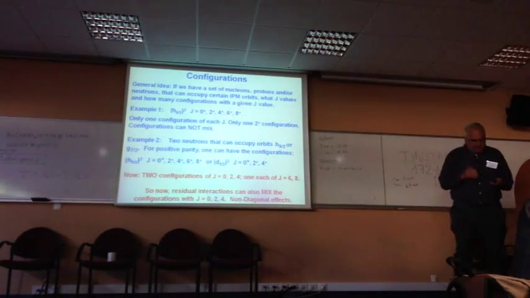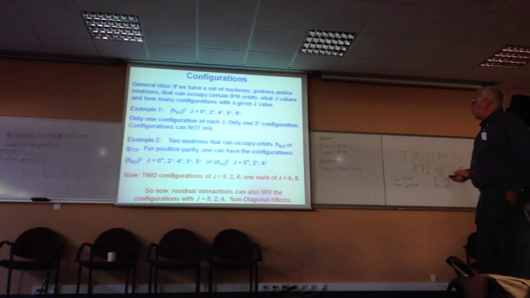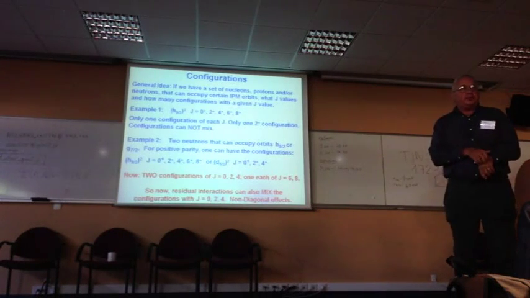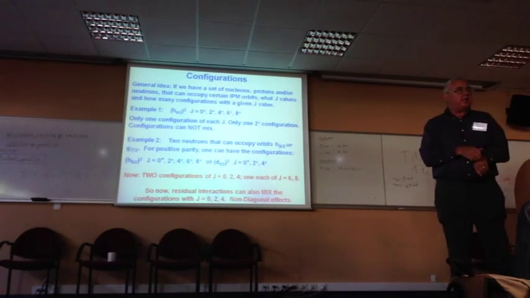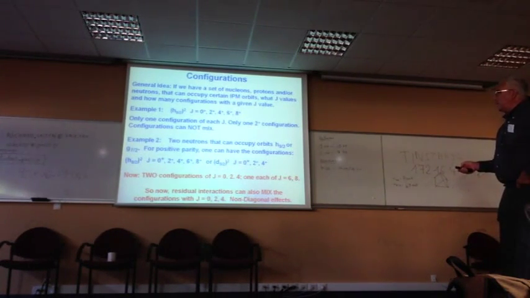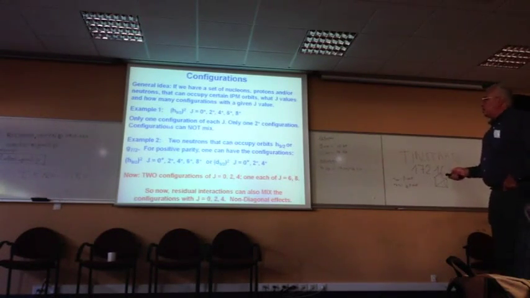Okay, configurations. Let's say we have a set of nucleons that can occupy certain orbits. Once you have more than one nucleon, you have to ask what angular momentum they can couple to. We talked about that already yesterday with the M scheme in a simple case. For 2 particles in H9 halves, they can couple to 0, 2, 4, 6, or 8. Notice that there's only one configuration of each J value. There's only one 0 plus state, only one 2, only one 4, and so on.